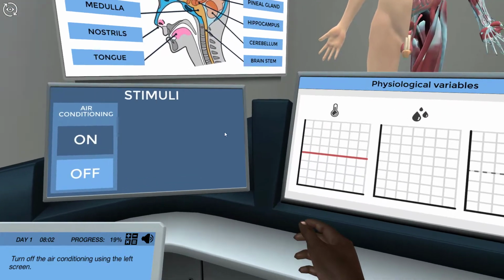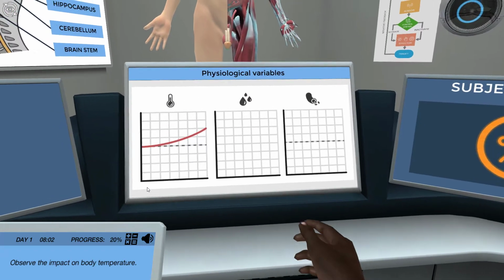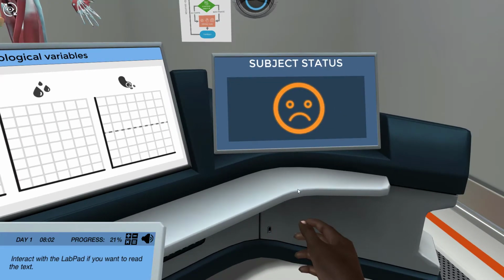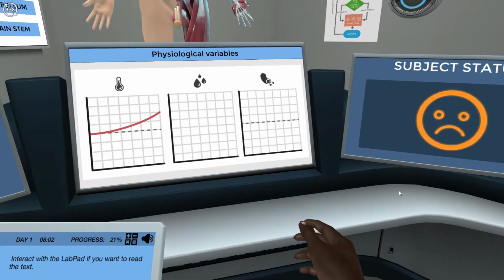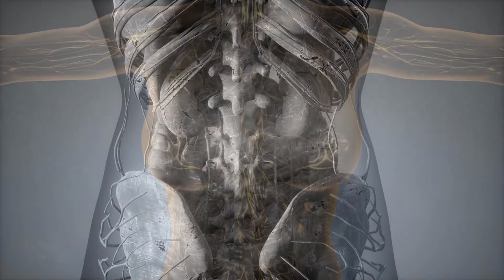Turn off the air conditioning using the left screen. Observe the impact on body temperature. Logically, the body temperature is rising as the room becomes hotter.